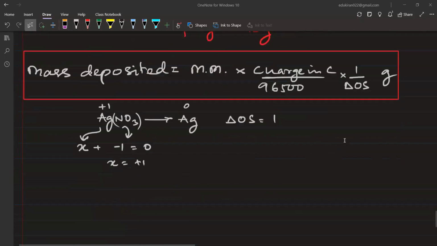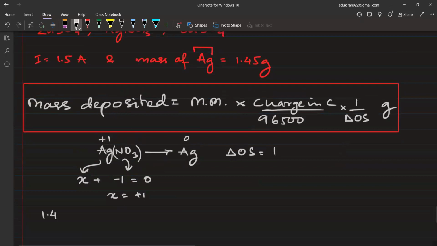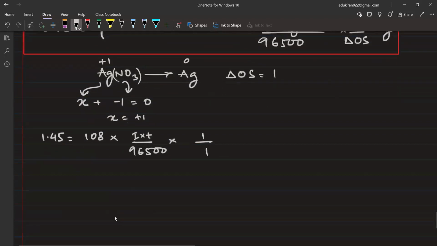ठीक है. अब यहाँ पे देखिए, मास डिपॉजिटेड कितना है आपके पास? 1.45 is equal to what is the molar mass of Ag? What is the molar mass of Ag, guys? 108. Okay. 108 into चार्ज इन कूलम्स को क्या लिख सकते हैं हम? I into T, ठीक है, divide by 96500 into 1/1. चेंज इन ऑक्सीडेशन स्टेट 1 है, 1/1, ठीक है ना?